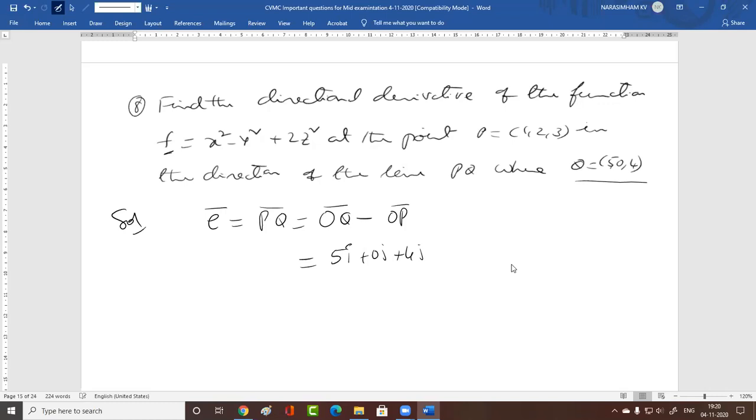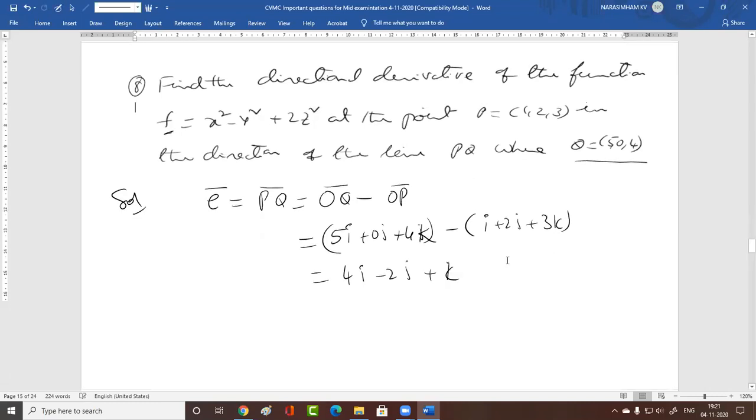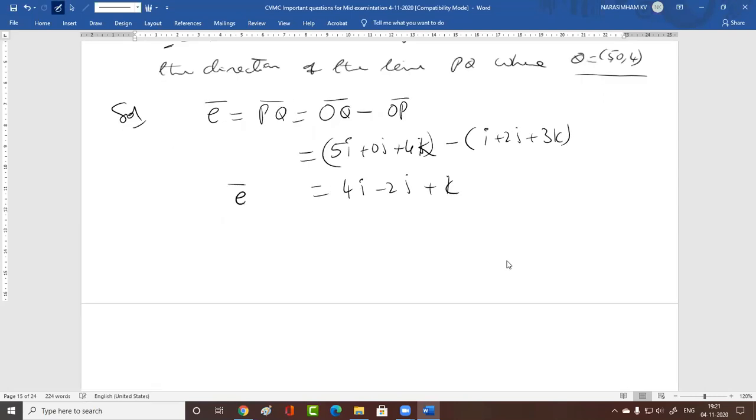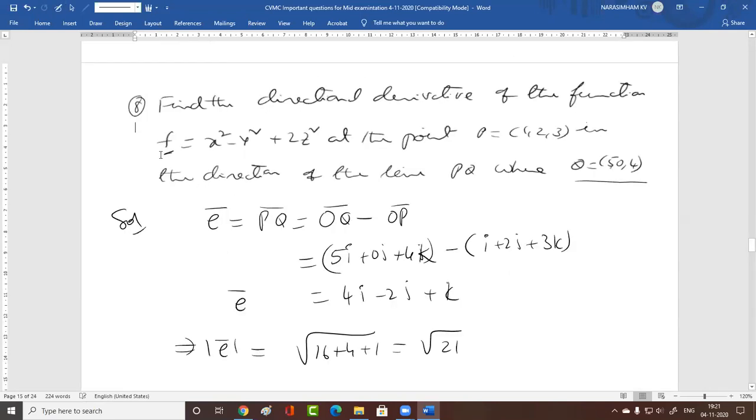In the similar way, the vector notation of P is i plus 2j plus 3k. So simply 4i minus 2j plus k. So E bar is also known. What is the modulus of E bar? Square root of 4 square plus 2 square plus 1 square. So root 21. Okay.